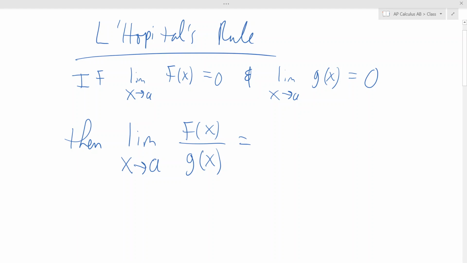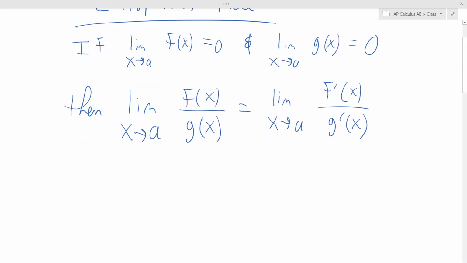Okay? What L'Hopital's rule says is it happens to be equal to the limit as we approach a of just their derivatives. So we can derive the top and the bottom, not with the quotient rule. We can just derive the top, derive the bottom, and we plug a in. That'll be the same answer. Let me show you a very, very stupid, simple example. One of the very first limits we did in the very beginning of the year was this.